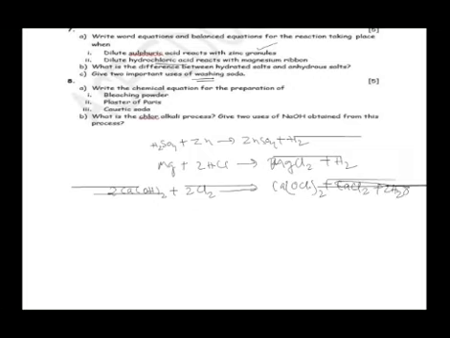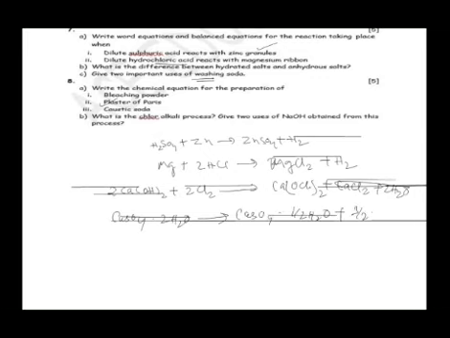Right now, another similar thing, that is plaster of Paris. What is the formula of plaster of Paris? You have to write the equation: CaSO4.2H2O gives rise to CaSO4.½H2O plus 3/2 H2O. So this is one reaction.